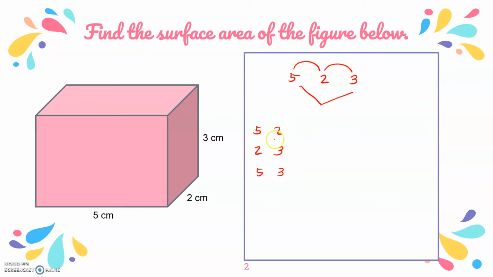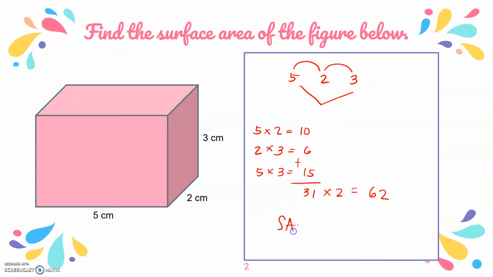Now what we need to do next is to multiply the numbers in each pair we found. So we have 5 times 2, that is equal to 10. 2 times 3 is equal to 6. And 5 times 3 is equal to 15. Afterwards, we add all these products. So 10 plus 6 plus 15 will give us 31. And for the last step, we simply have to multiply this sum by 2. And that will give us 62.